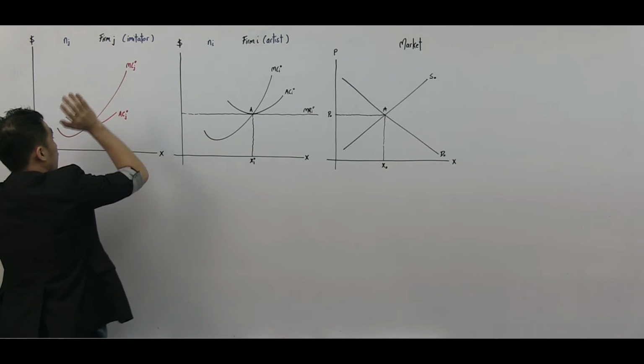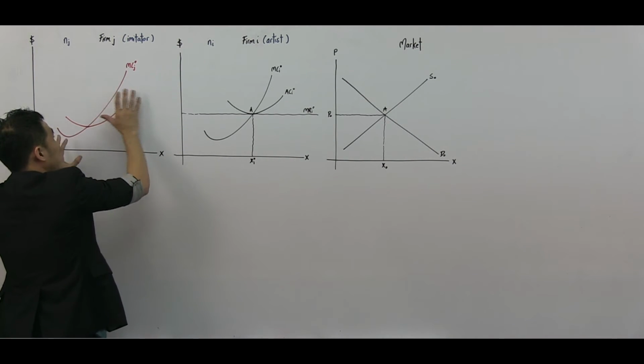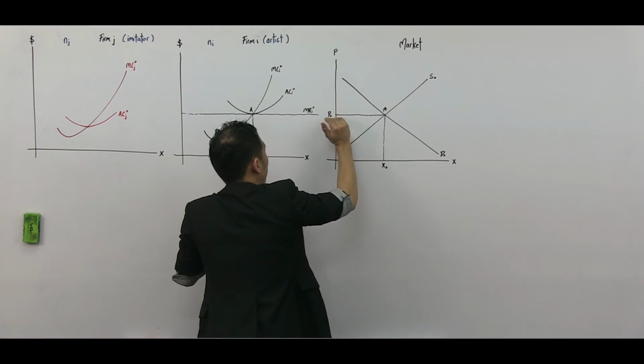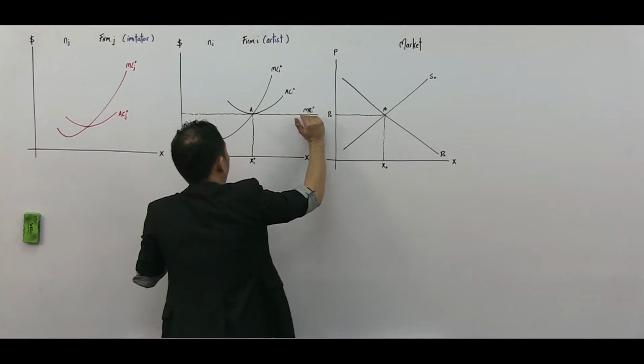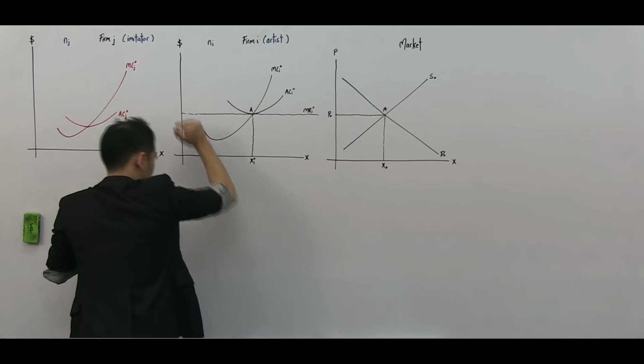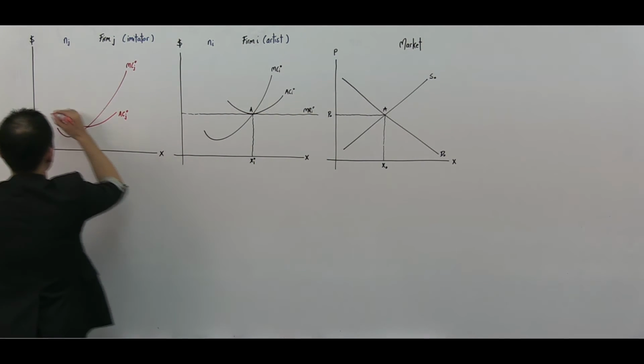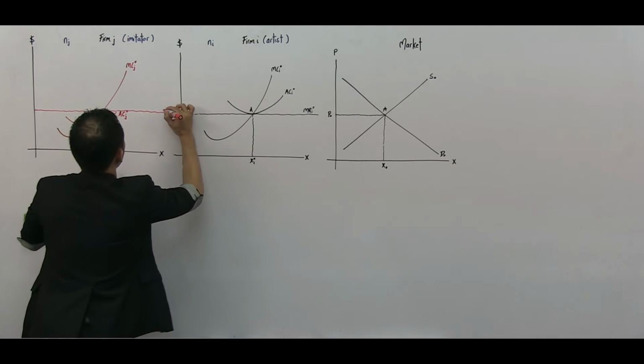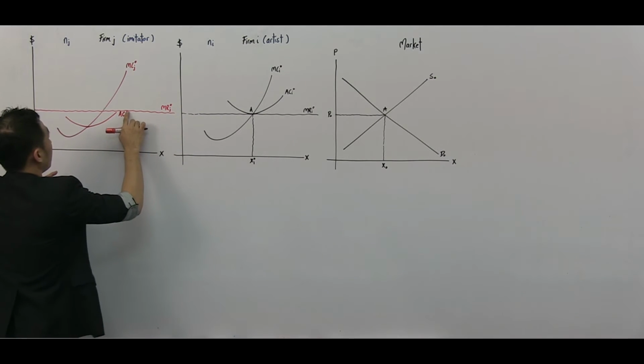What we assume here is that when the imitators come in, they are not big enough to move the market supply, so the market price remains the same. When the market price remains the same, this will be your MRI, MR follows the market price. And this will be your MRJ, the marginal revenue curve for your imitator when they come into the market.